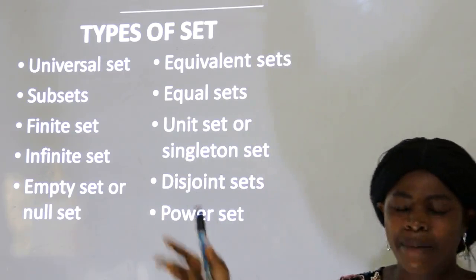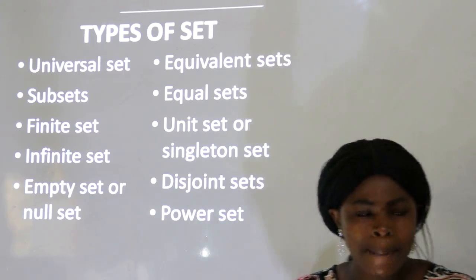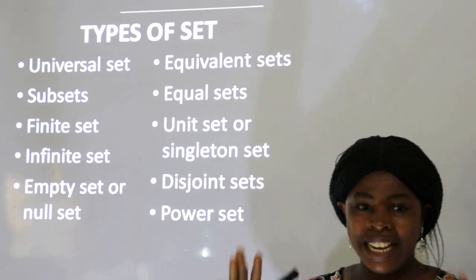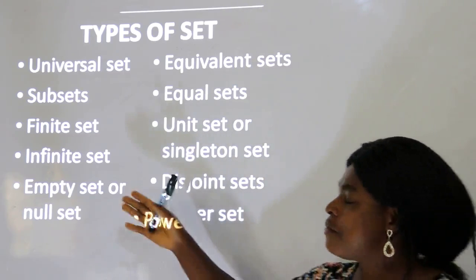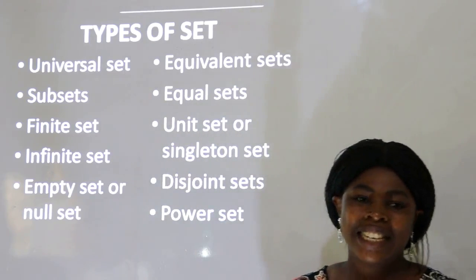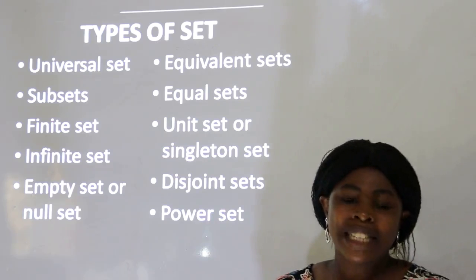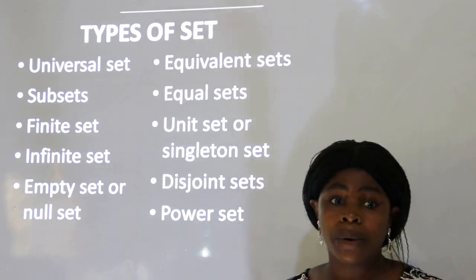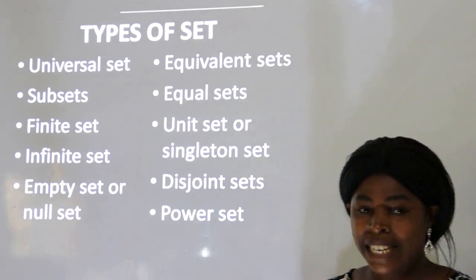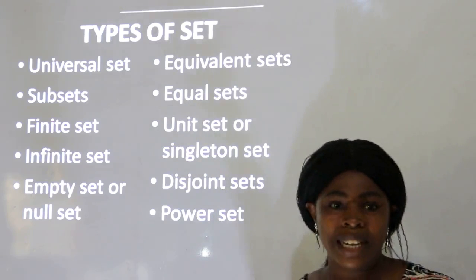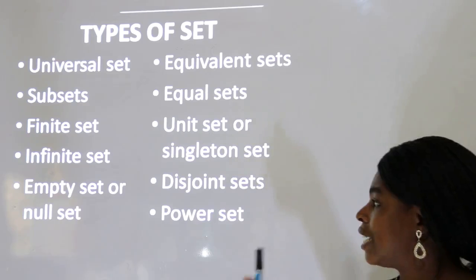Remember, I've explained elements already. That is, all the members of the set are listed. Then the infinite sets are the sets whose elements are not all listed. We have uncountable elements in that set. You cannot list all the elements in that particular set.